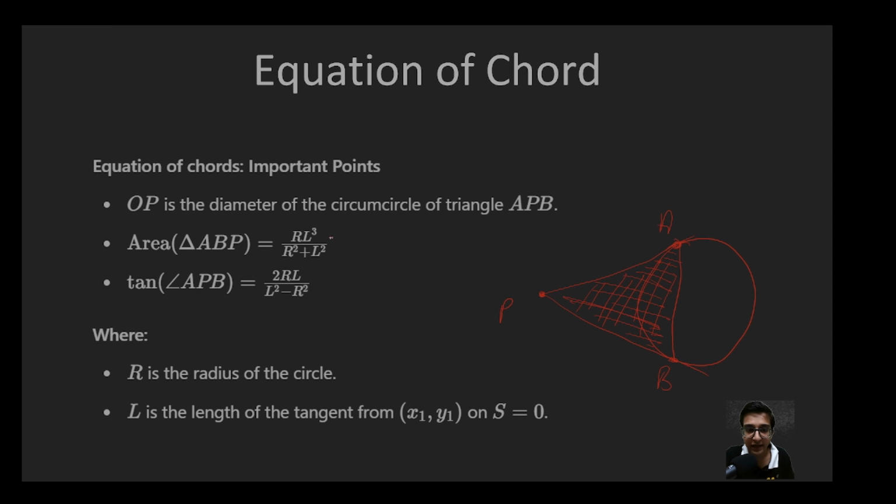So simply the formula is RL cube by R square plus L square, where R is nothing but my radius and L is nothing but my length of this tangent. And now I will give you one formula that you must remember. Of course, we aren't going to get into the deep study of tangent, so this is just a formula that you must remember. L, which is nothing but my length of tangent from an external point.